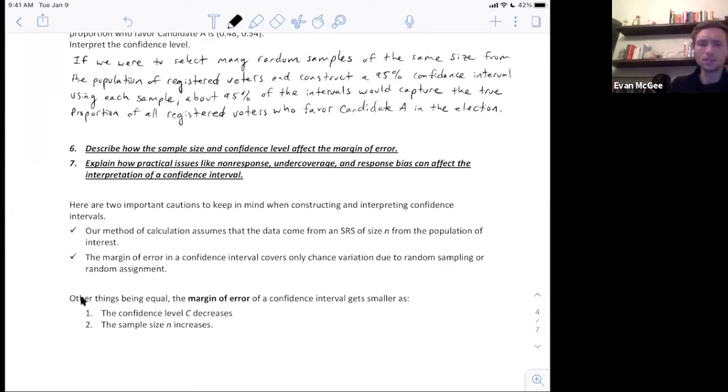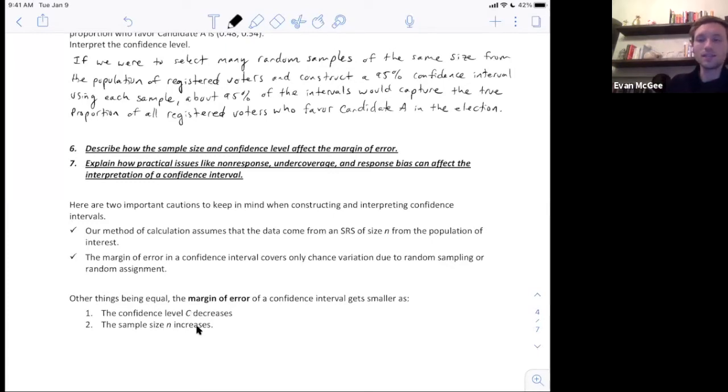So bottom line is, other things being equal, the margin of error of a confidence interval gets smaller as the level of confidence decreases. So if we were 99% confident and we want to change and be only 95% confident, then our interval doesn't reach out as far. So if we're less confident, then our interval decreases in its width.